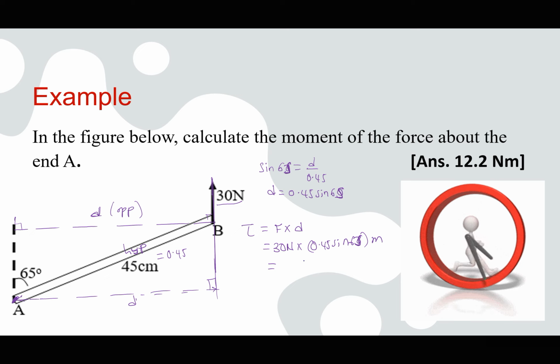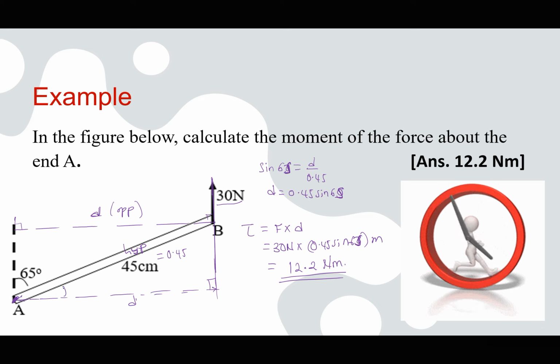So with my calculator, this is 12.2 Newton meters. So that is the torque or the moment of the force about A. I could also use the angle at the bottom, by the way, because this still gives me D.